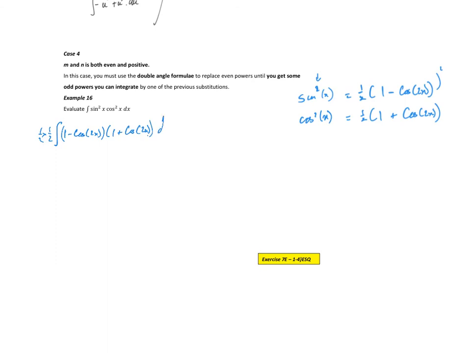2x dx. That gives me a difference of squares. So I get 1/4 of 1 minus cos squared 2x dx. Now, what's cos squared 2x equal to? That's 1/2 of 1 plus cos 4x. So just be careful here.